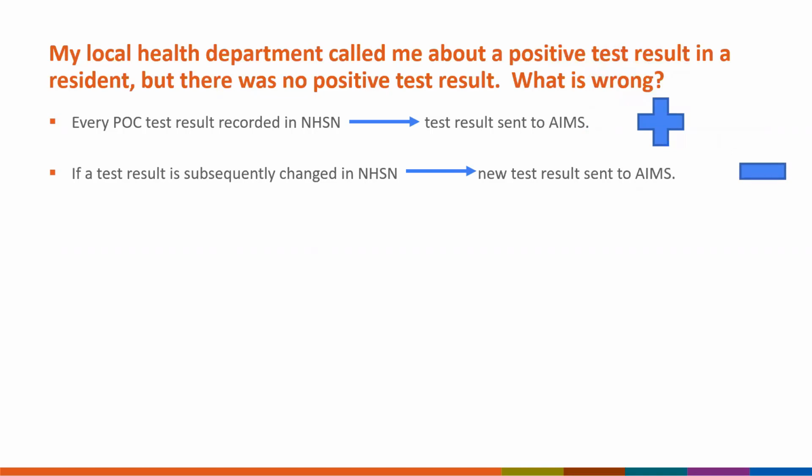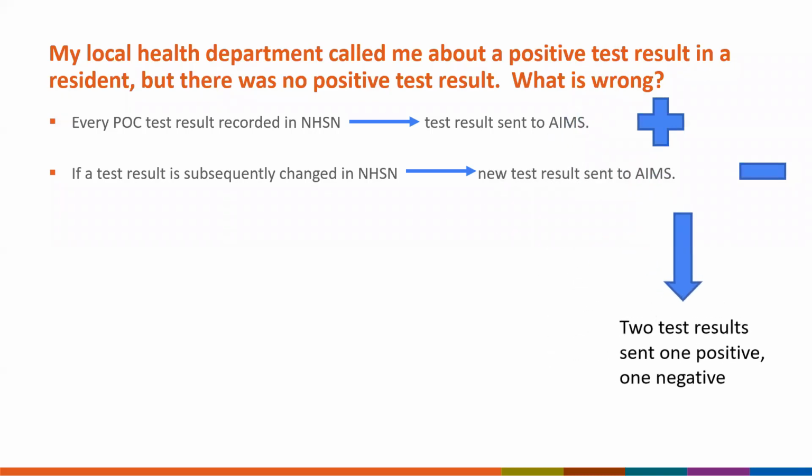even if it's immediately changed, a minute later, 30 seconds later, as long as it was changed after it was saved, there will actually be 2 test results sent to the state health departments. First a positive and then a negative. In some cases, state health departments parse out their negative test results, meaning that they have them pulled out and they don't even look at them. So in those cases, they may only see the positive test result.